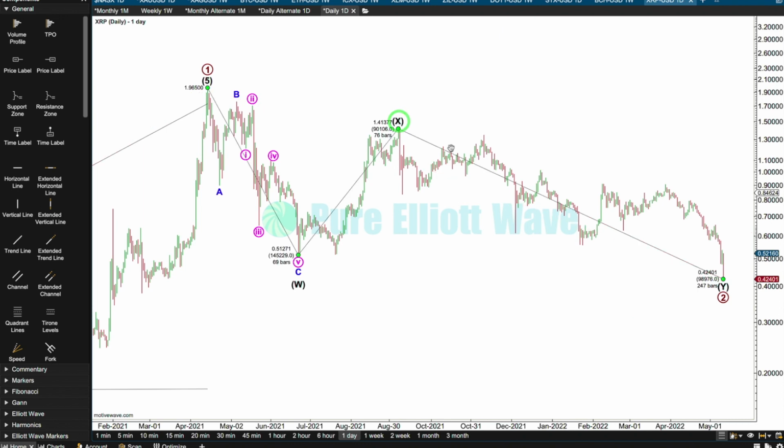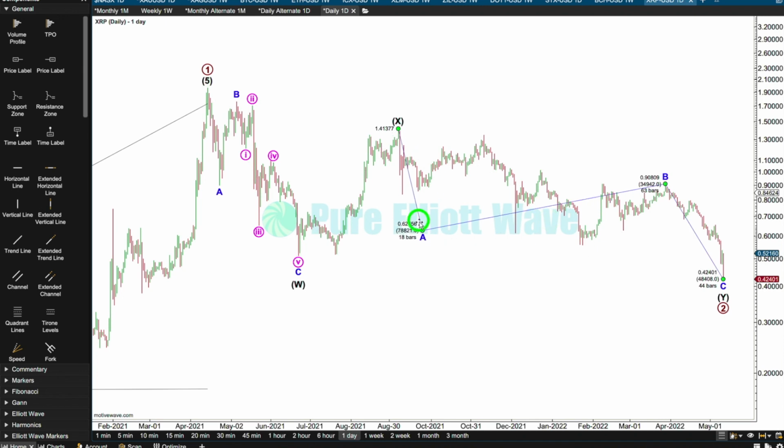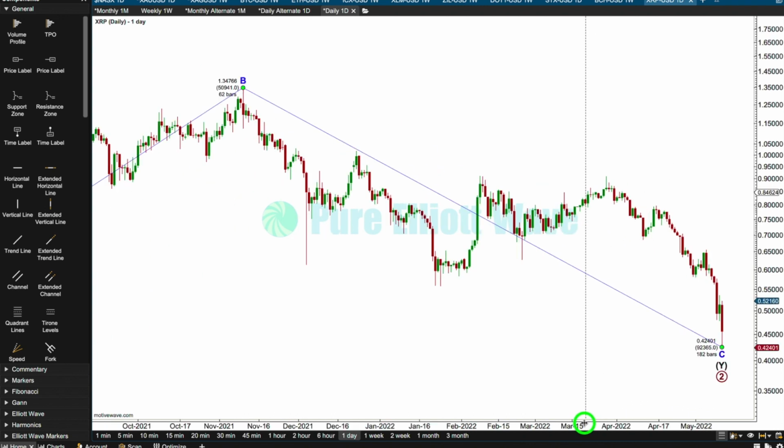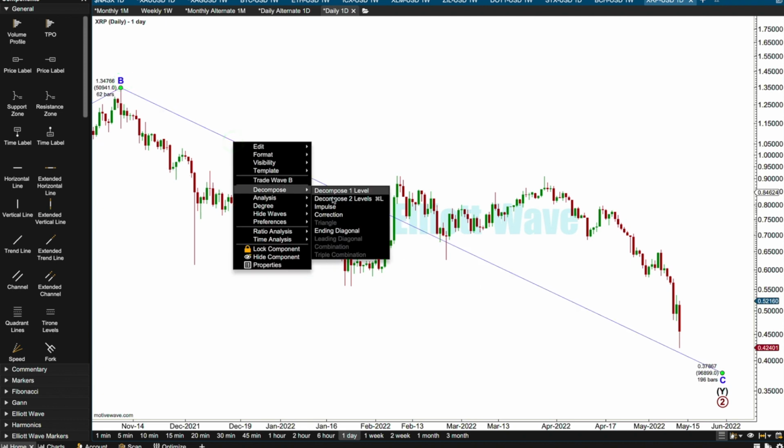So back to this. How am I going to... Okay, so I think I have to put A and B here, and then C is some kind of, I don't know, looks like it's incomplete. So that's the conclusion, it has to be incomplete if this is right. So how is C going to subdivide? Well, it can only be an impulse or an ending diagonal.